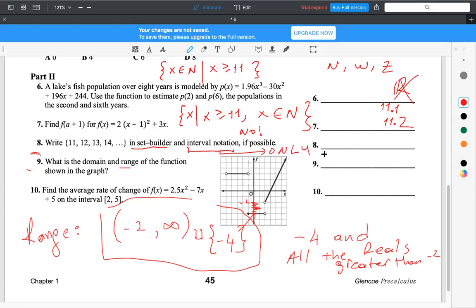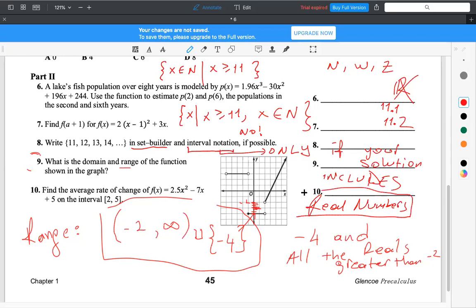Only if your solution includes real numbers. If it's real numbers, we can say intervals. Do I have real numbers here? No. Between 11 and 12, there are infinitely many real numbers. But in this set, I don't have them. So interval notation, I can't use. I just use set builder.